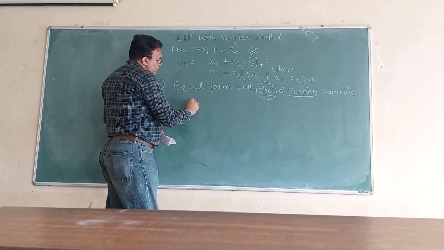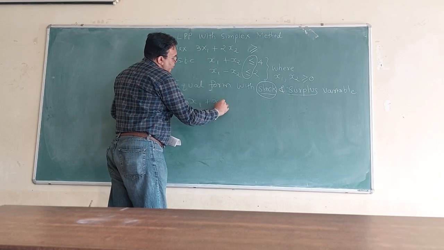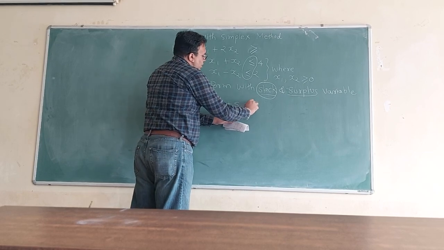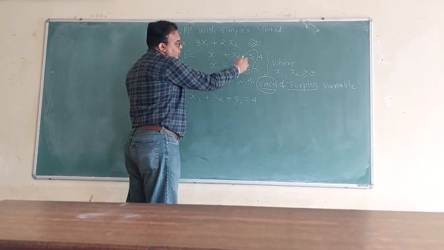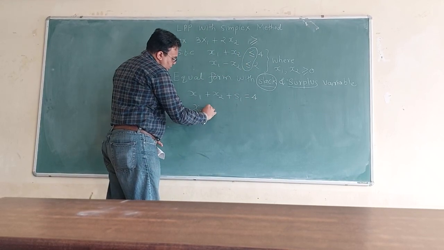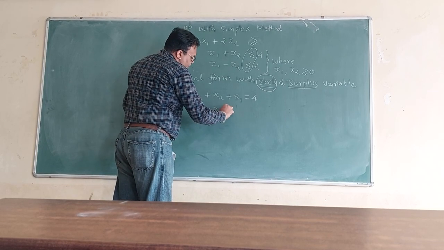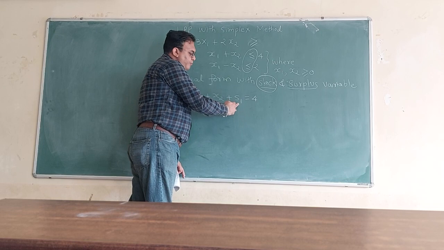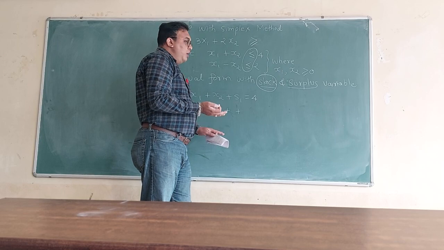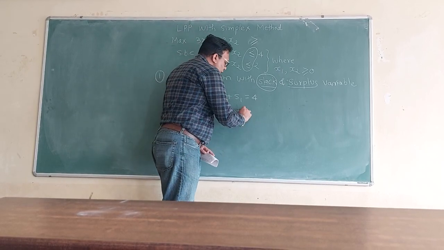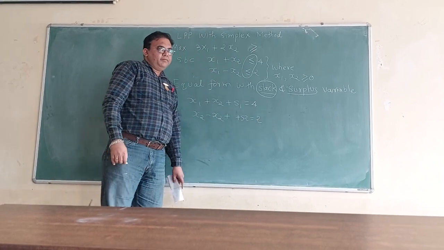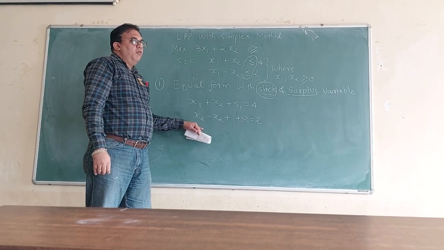Now how to convert this into equal form? Look here: x1 plus x2 plus s1. S1 is a slack variable, that is equal to 4. So now your less than sign is converted into equal form. Same way, the second equation: x1 minus x2 plus s1 is taken already, so we do not consider s1. It means we are not taking the same variable repeatedly. So we have to take s2, and that is 2, right? So this is the equal form.